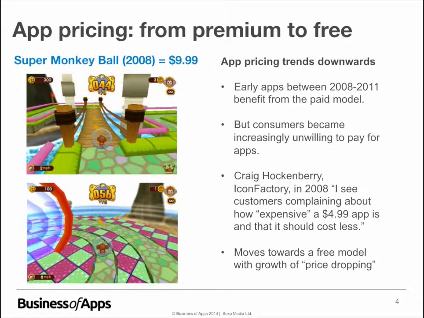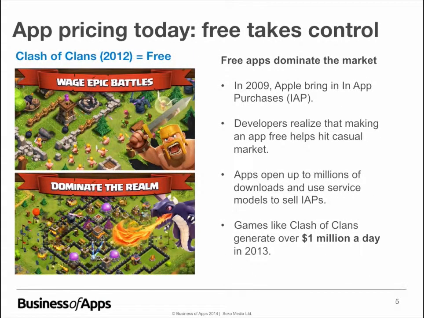But early on, it became quite clear that people weren't willing to pay for apps and that essentially there was more leverage to be reached within the free app market. And so what that led to is what's happened today, which is basically that free is taking control. And now, why did this happen?